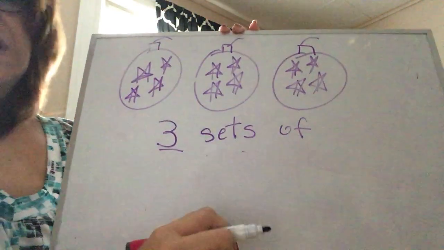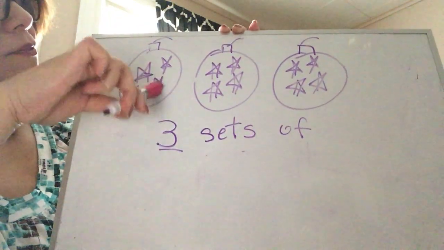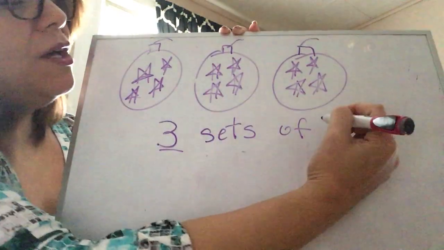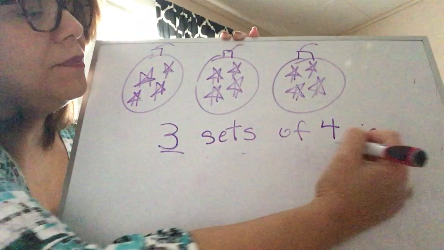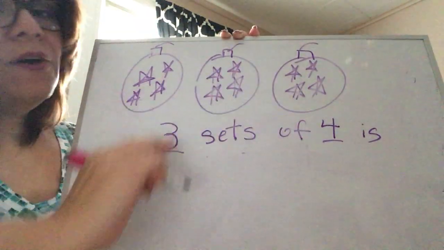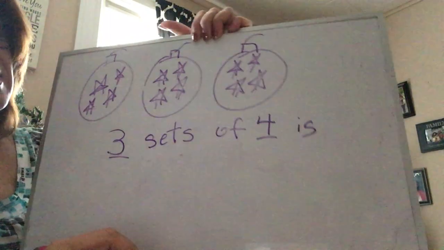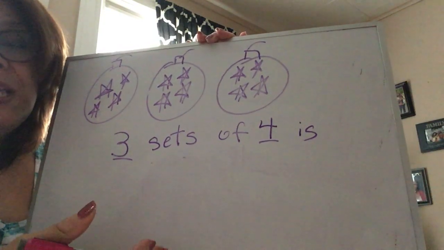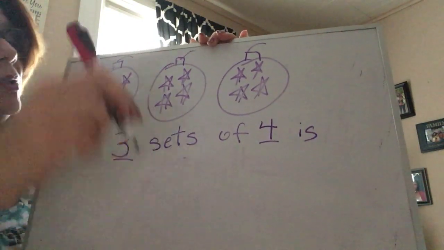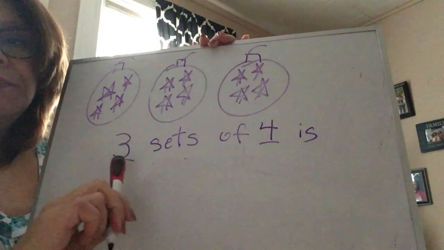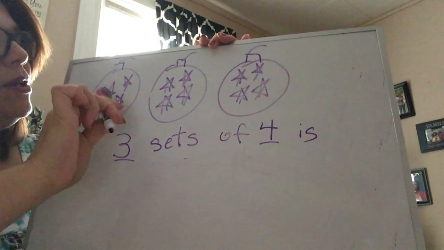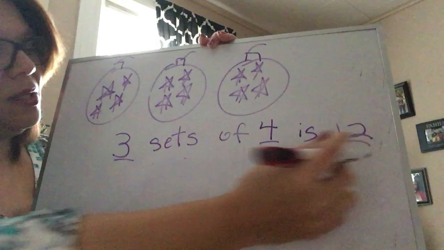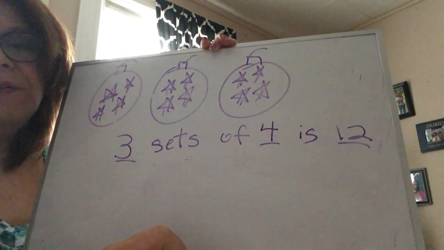How many stars are in each? 1, 2, 3, 4. It's 3 sets of 4. And how much is 3 sets of 4? We could either count by 4 or we could just count them one by one. So let's count by 4. 4, 8, 12. Let's make sure. 1, 2, 3, 4, 5, 6, 7, 8, 9, 10, 11, 12. 3 sets of 4 is 12.